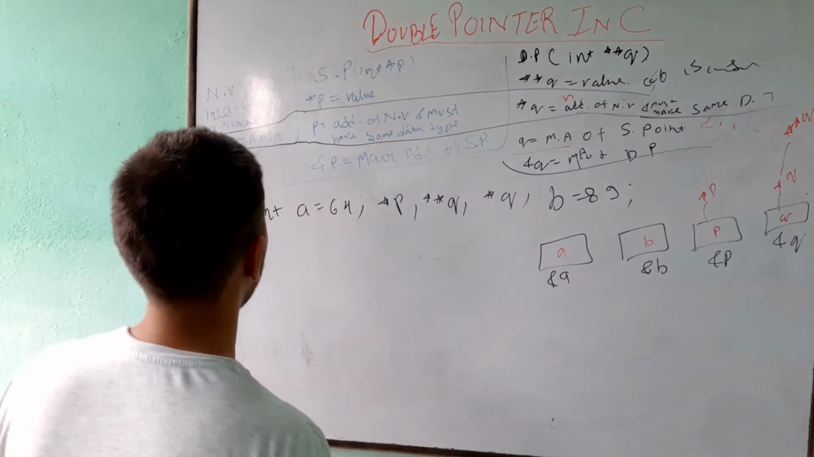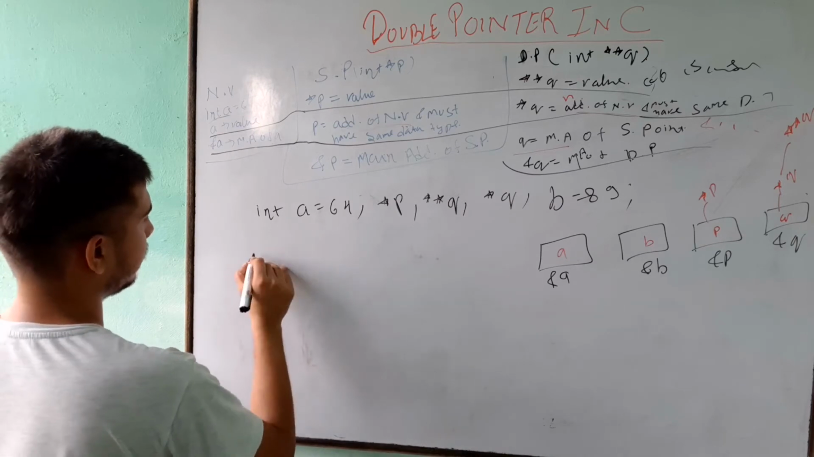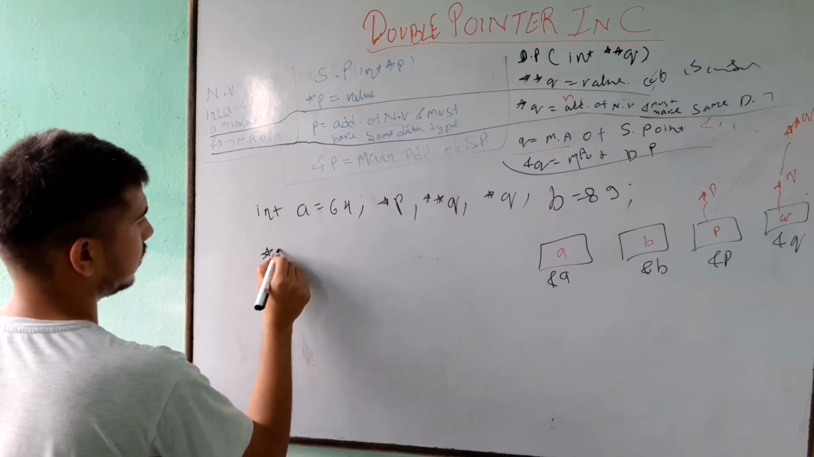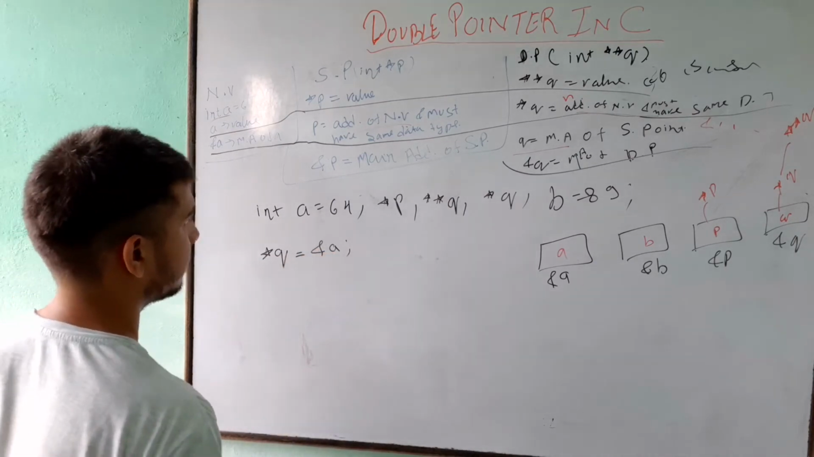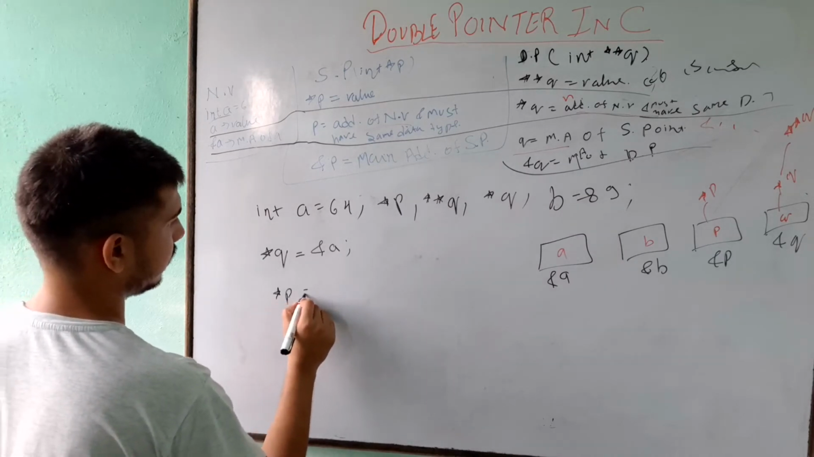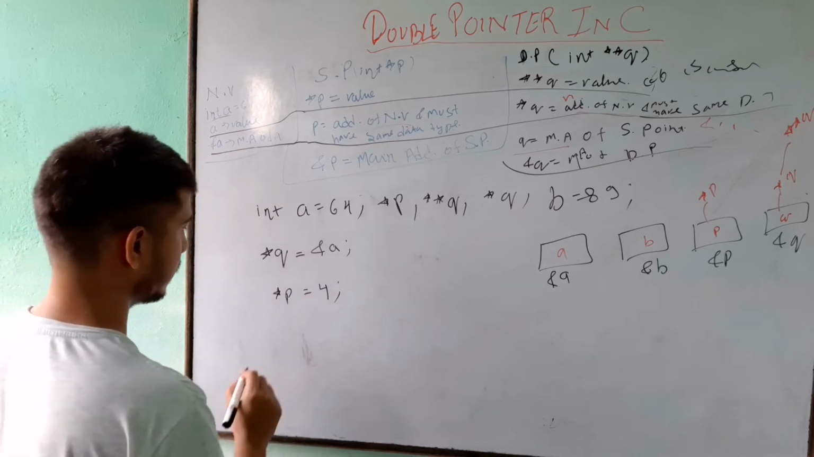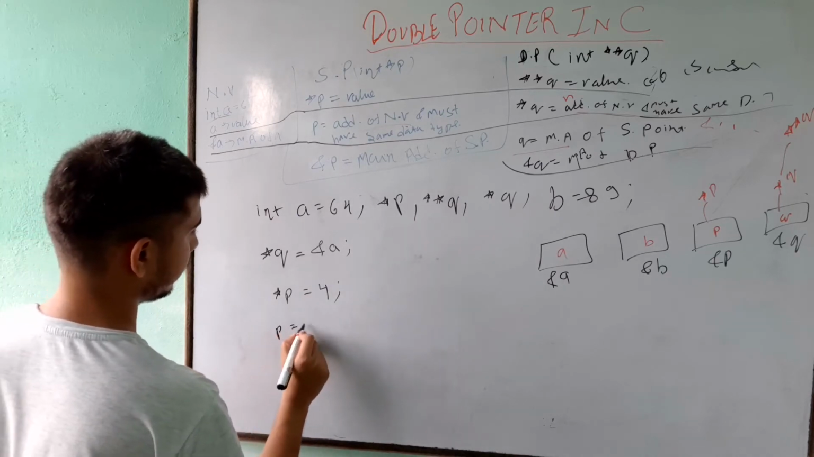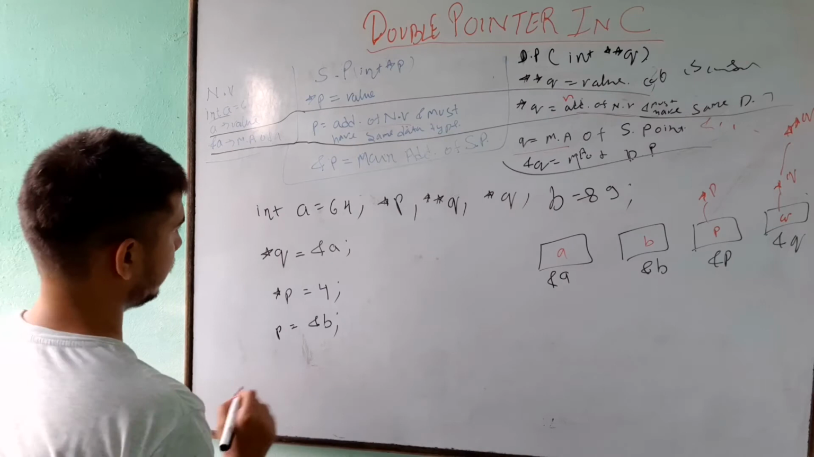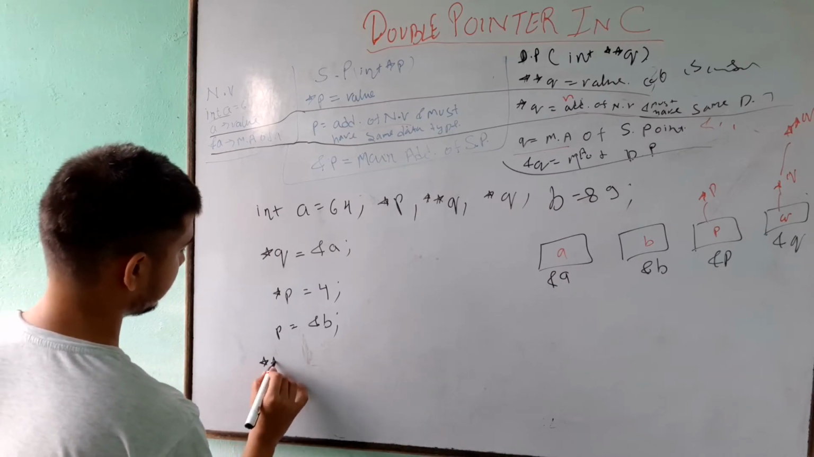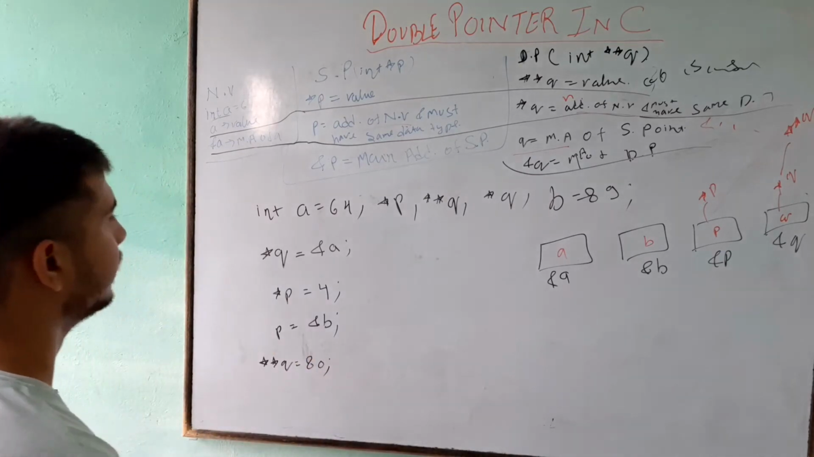Okay, so let's see. Now I am making it a little complicated. I am doing *q is equal to &a, *p is equal to 4. Then p is equal to &b. Okay, just keep looking at it. *q is equal to 80, and that will be enough.